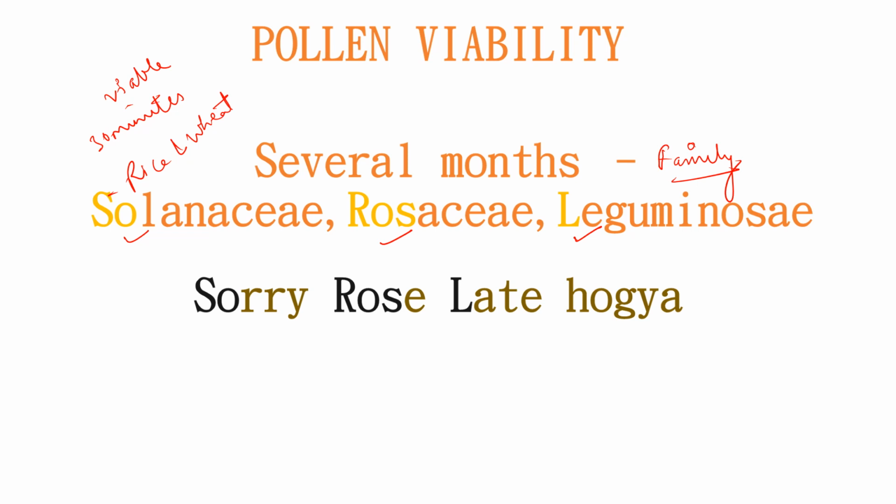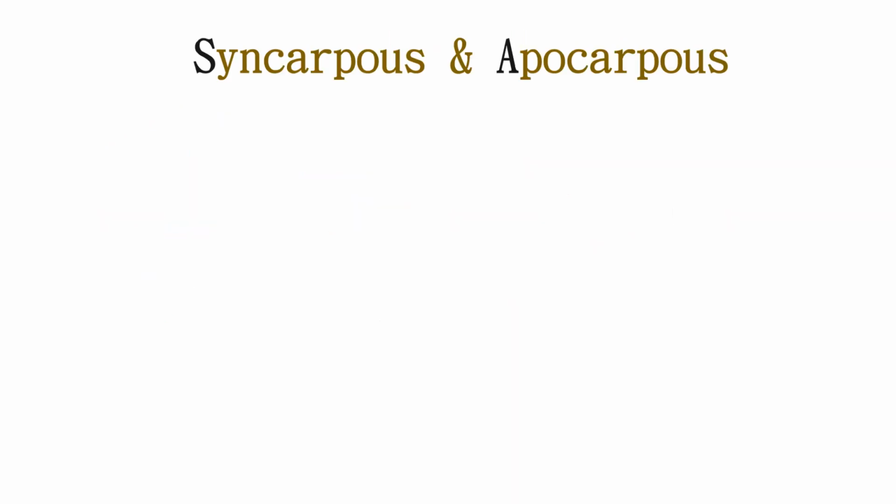From sorry, it's Solanaceae. From rose, it's Rosaceae. From late, it's Leguminosae. And from ho gaya, it's nothing. So a very simple trick to remember all the families that are viable for several months, and these are given in NCERT. So the next trick is for syncarpous and apocarpous.